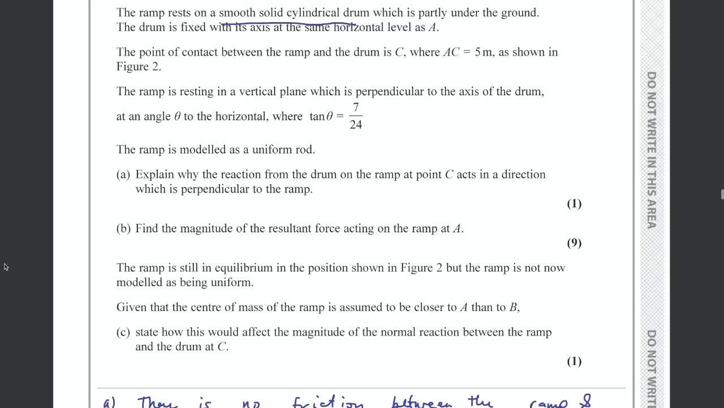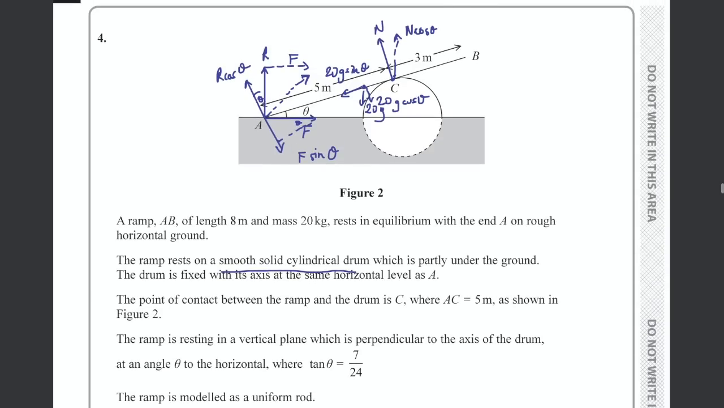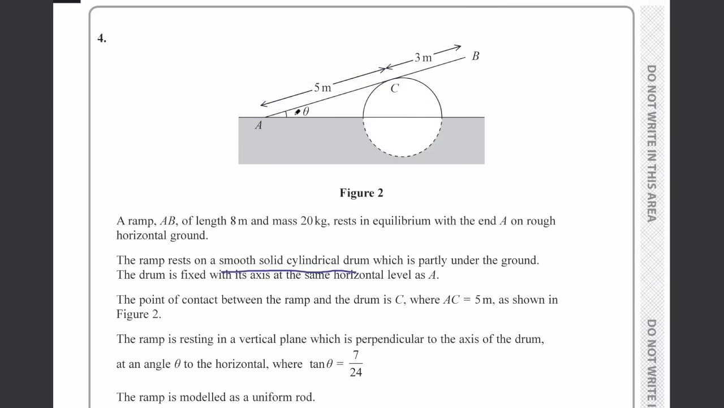Alright, so the center of mass is now closer to A. I'm going to rub all of this out just so we can have a look at this. The center of mass is assumed to be closer to A over here somewhere. And what effect would that have on the force at C, the normal reaction force? Well, consider a lever. What's the point of a lever? The point is, the longer the lever, the less force you have to put on it to lift something heavy.